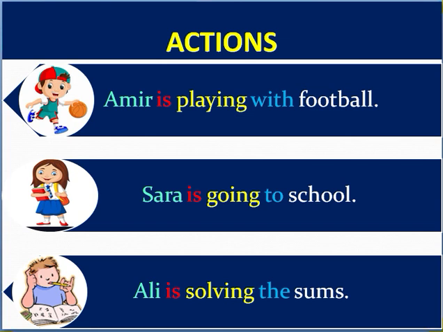Look at sentence number 2. Sarah is going to school. Sarah is the subject. Is is a helping verb. Going is an action word. To is a preposition, and school is an object or name of a place. Here also, if we say Sarah is to school, the meaning is not clear. So we have to add an action word in the sentence to express our point of view clearly.